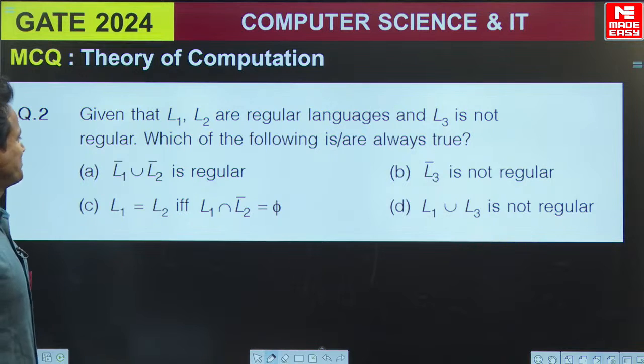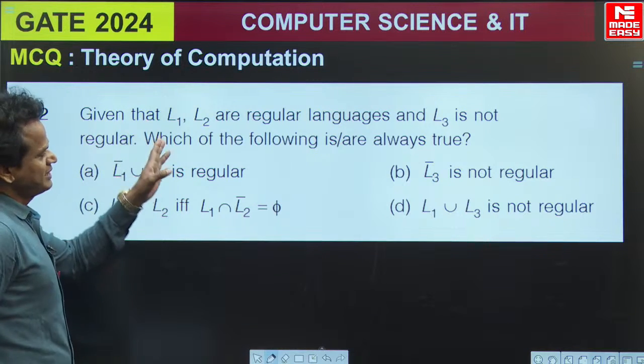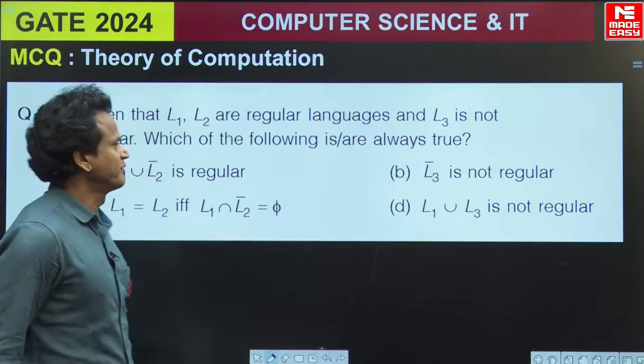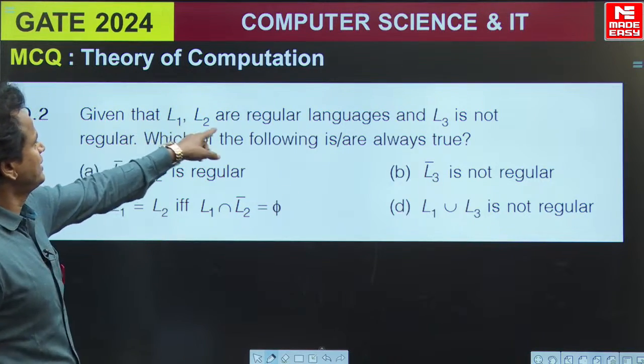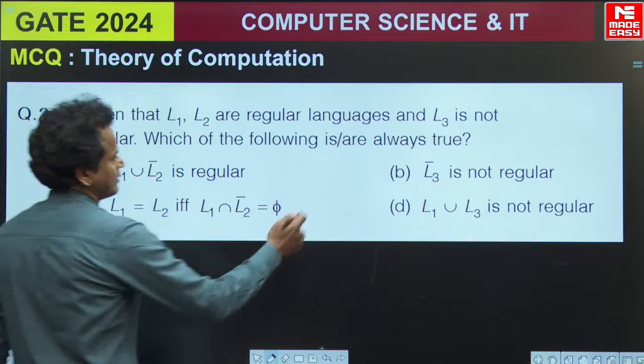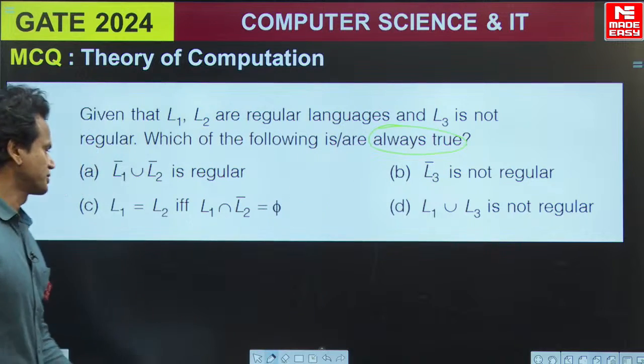So there is a chance to make mistakes in this question. Now, I am not sure that this is the exact question based on the students' data we have collected. Given that L1 and L2 are regular and L3 is not regular, which of the following is always true? That is the question.